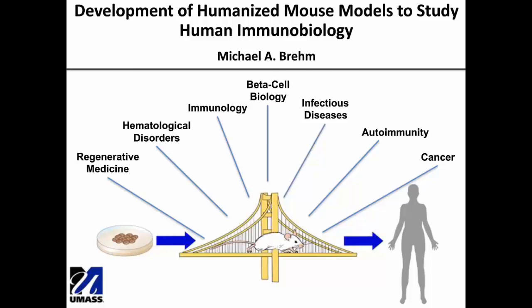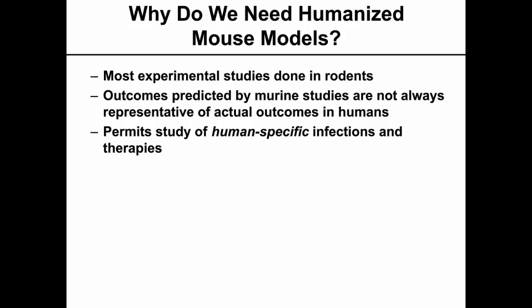So the next question is, why do we need humanized mouse models? Well, as most people in the audience are probably aware, most experimental studies have been done in small animal rodent models. And while these have really laid the foundation for our basic understanding of biological processes, the results generated in these small animal rodent models do not always translate into humans. Moreover, the outcomes predicted by these murine studies are not always representative of the actual outcomes in humans. So overall, this will permit the study of human-specific infections and therapies.